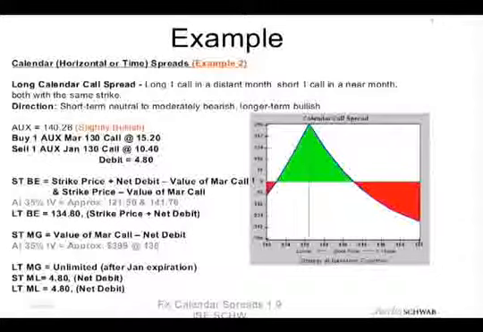And where that's coming from is essentially my net debit for my trade was $480. If I added $399 to that, I'm going to get about $5.79. That is the value that my March 130 call would have on January 20th if AUX was at 130. That's what the pricing calculator can tell me.